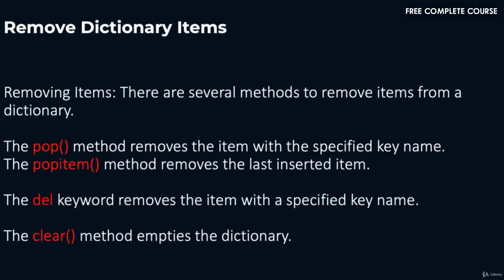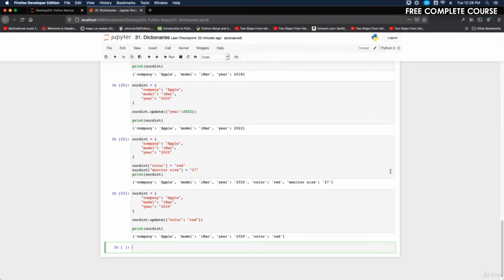So removing items, there are several methods to remove items from a dictionary. The pop method removes the item with the specified key name. The popitem method removes the last inserted item. The del keyword removes the item with the specified key name. And the clear method empties the dictionary. So let's jump into our notebook and take a look at this.